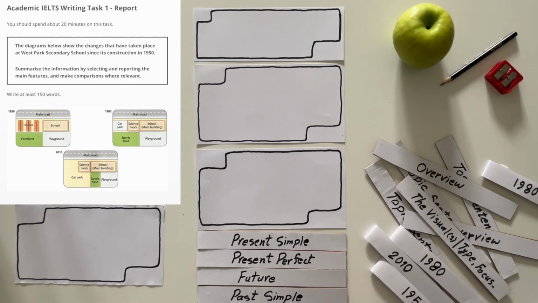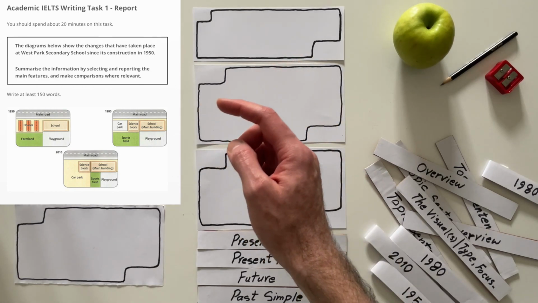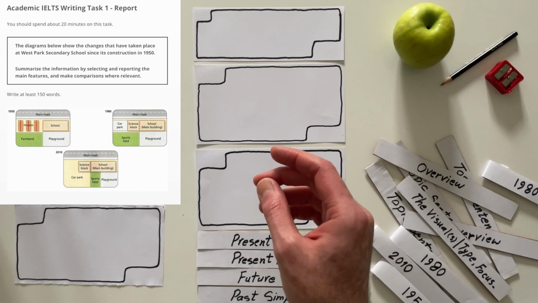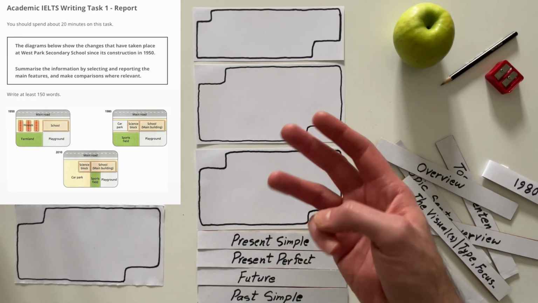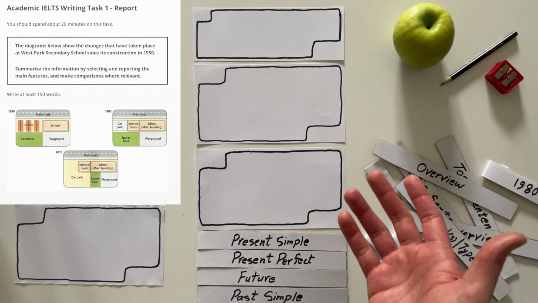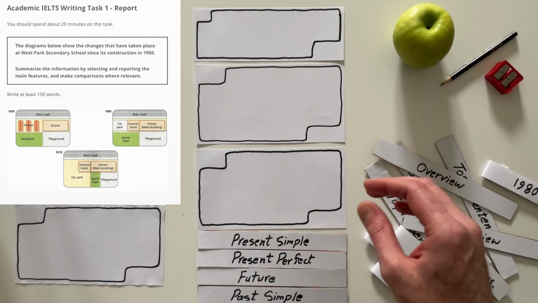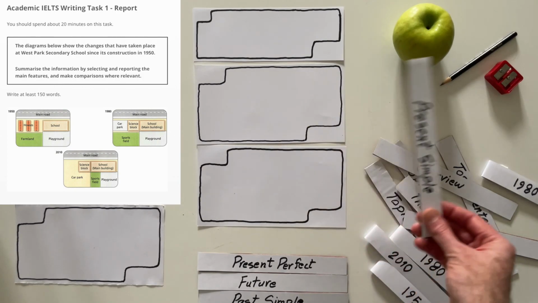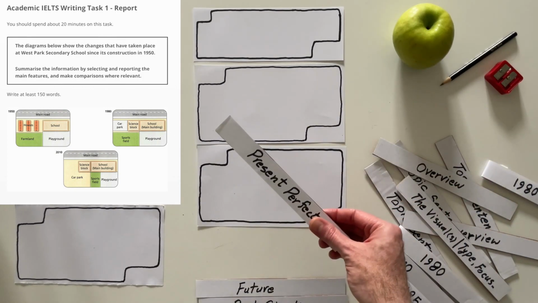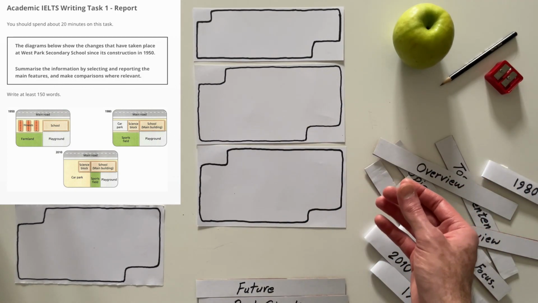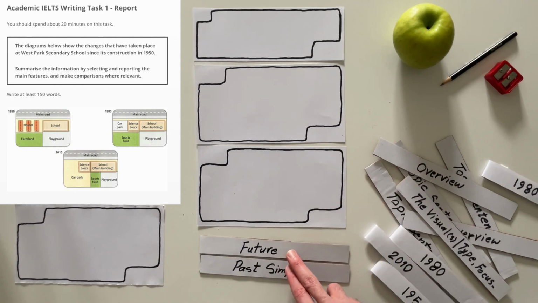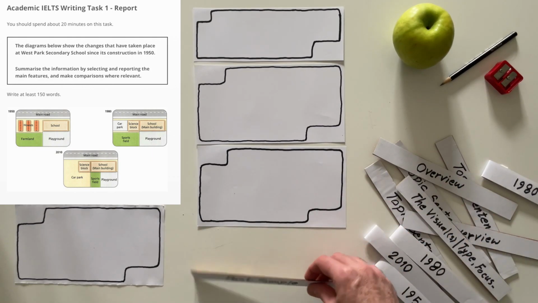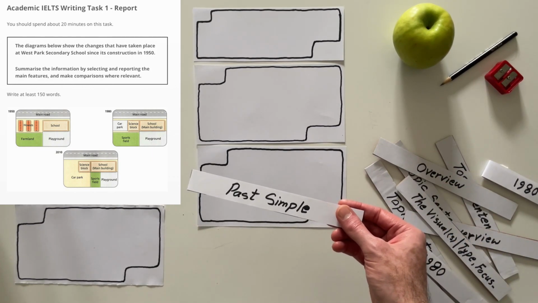Great. We have the time, 1950, 1980, and 2010. All three are in the past. They have no connection to the present, which means I cannot use present simple. I cannot use present perfect either. And there is nothing about future here. So we are left with past simple.